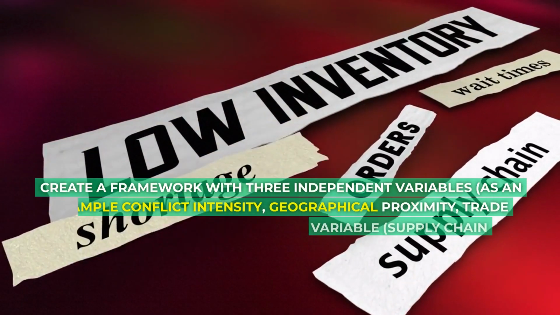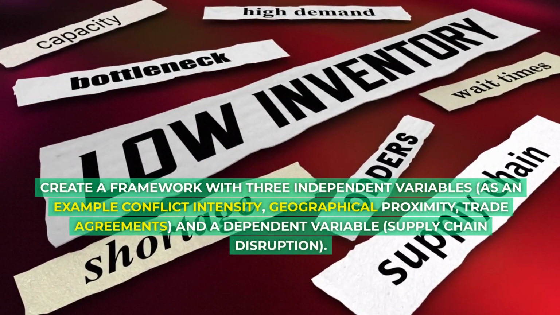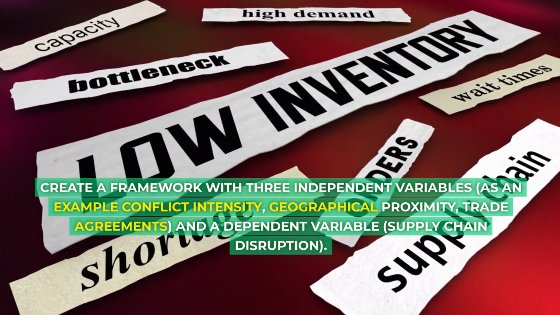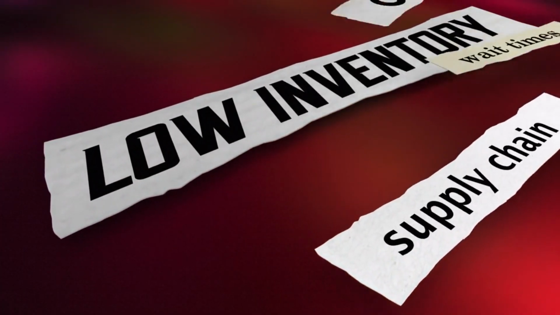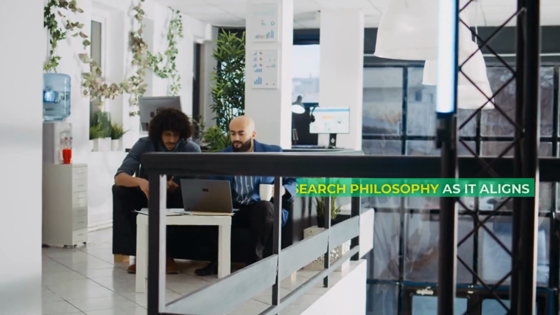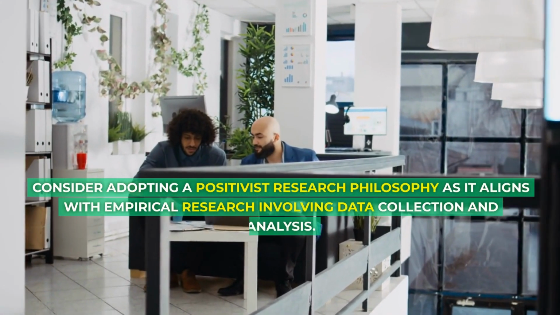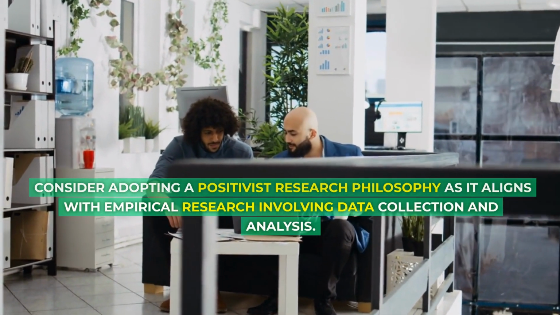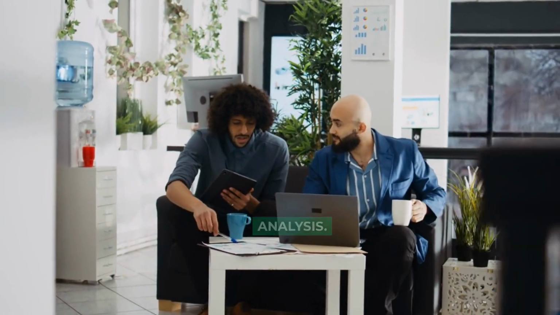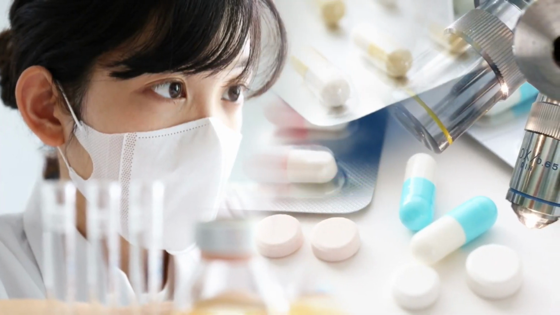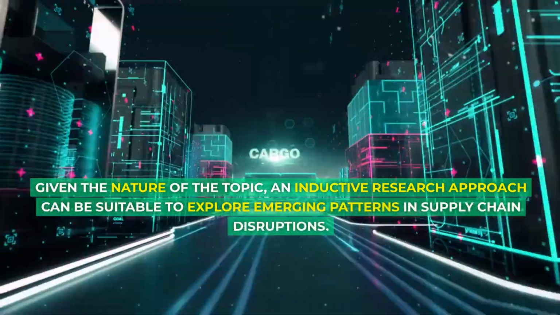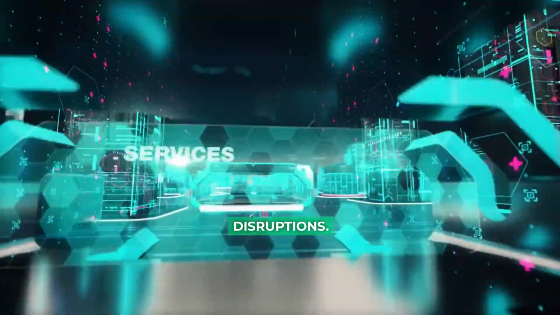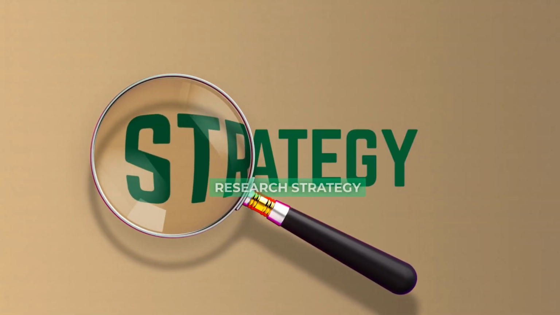Conceptual framework. Create a framework with 3 independent variables, as an example conflict intensity, geographical proximity, trade agreements, and a dependent variable, supply chain disruption. Research philosophy. Consider adopting a positivist research philosophy as it aligns with empirical research involving data collection and analysis. Research approach. Given the nature of the topic, an inductive research approach can be suitable to explore emerging patterns in supply chain disruptions. Research strategy.